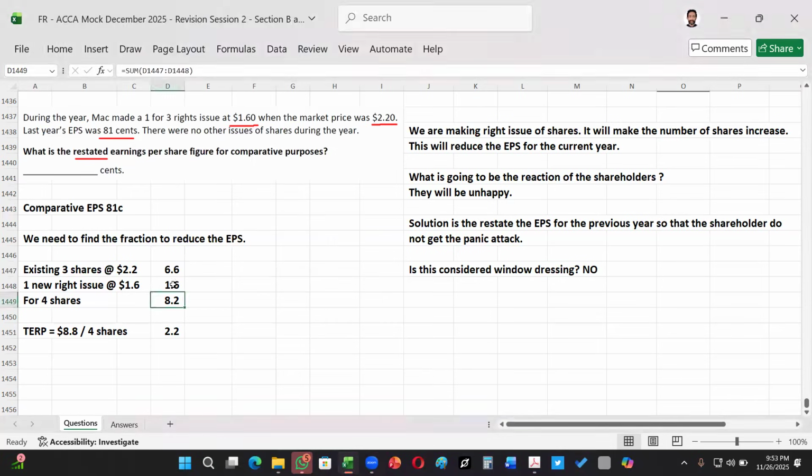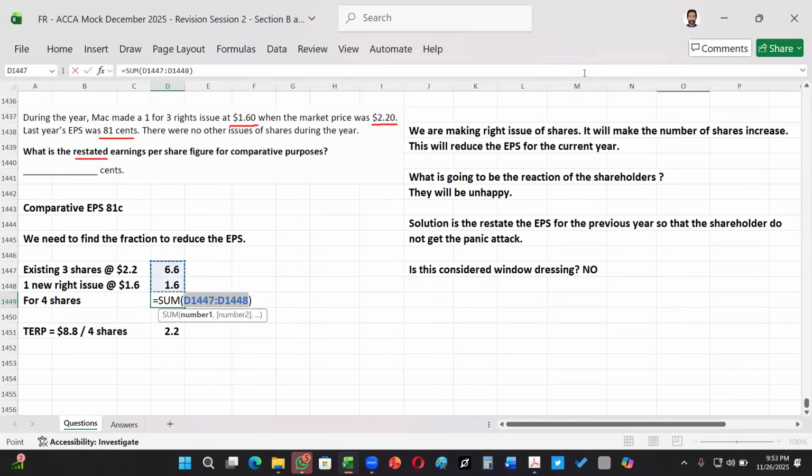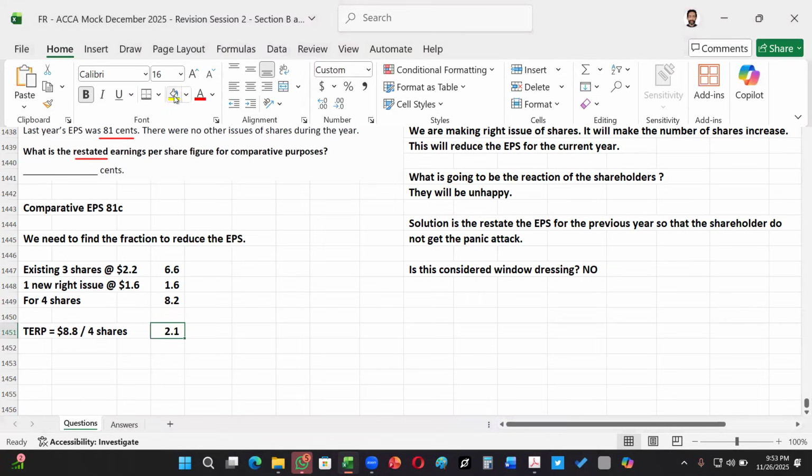The new share, this has to be a different value, I guess. Let's see how we have calculated it. Let me just sum this up again. There might be something confusing here. Let me just do the total again. That is 6.6 and that is going to be 8.2. So if we do this 8.2 divided by 4, that is actually 2.1, not 2.2. The right answer is the theoretical ex-rights price is 2.1. So let's put this here.